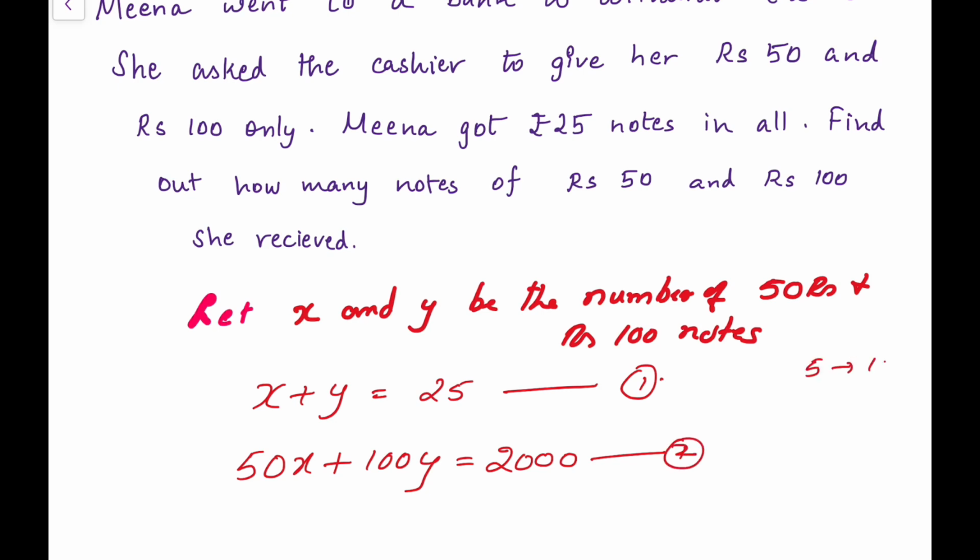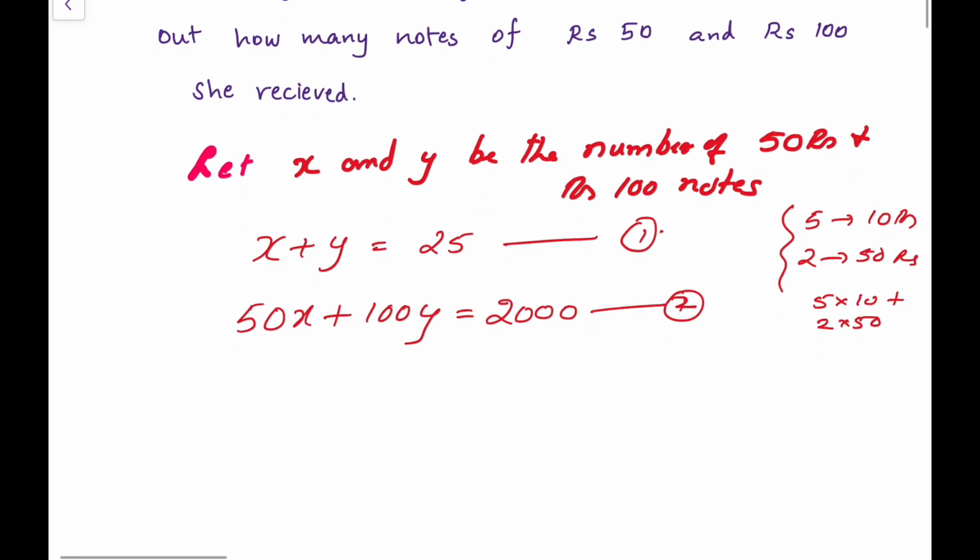Suppose you had 5 10 rupee notes and 2 50 rupee notes. How do you find the total amount? You multiply 5 into 10 plus 2 into 50. The same thing we have done here. x 50 rupee notes and y 100 rupee notes. So 50x plus 100y will be 2000. So these are the two equations. Now you have to solve.